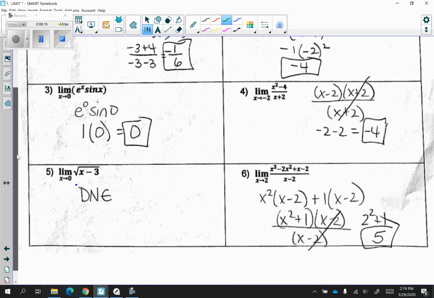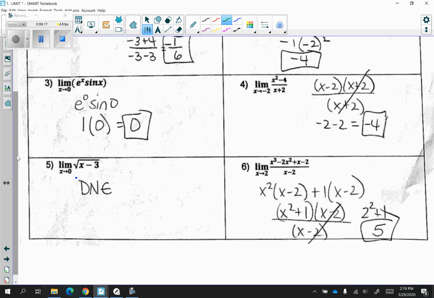Number 5, I could have substituted in 0 for x, but remember you can't have a negative underneath a radical, so that limit does not exist. And then finally, for number 6, again, I couldn't substitute 2 in because that would make the denominator undefined. So instead, I factored and substituted in, and I got 5 to be the answer.